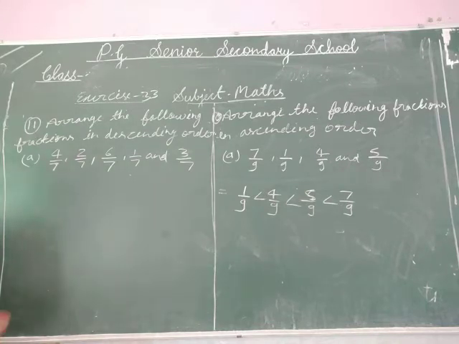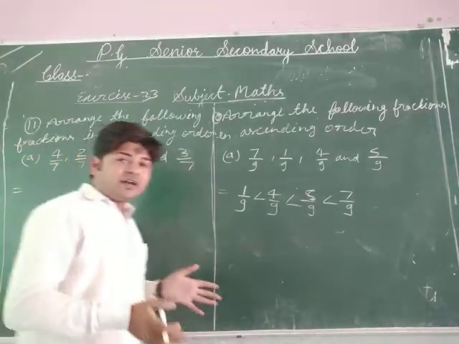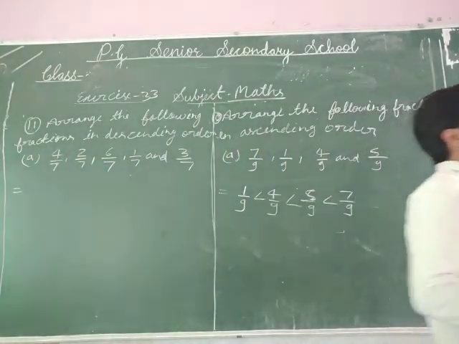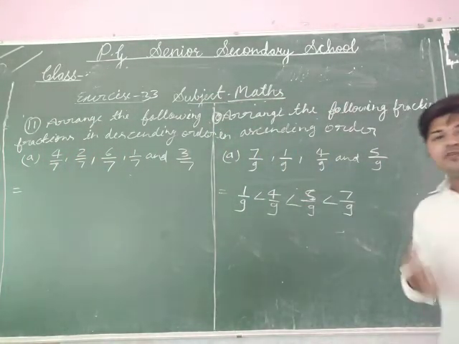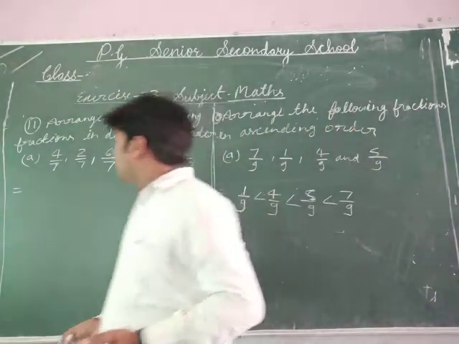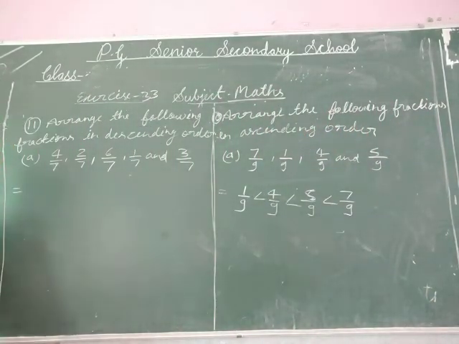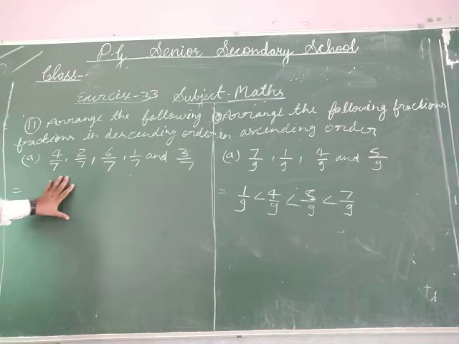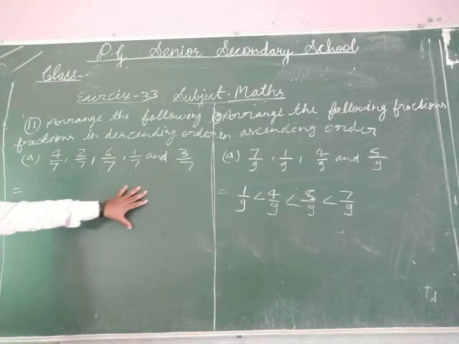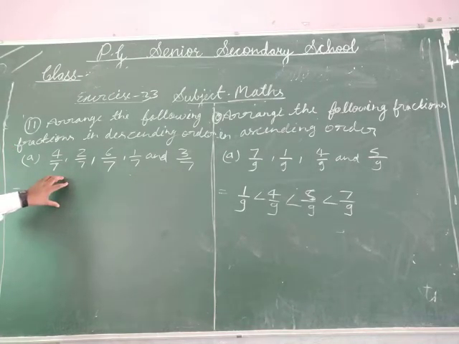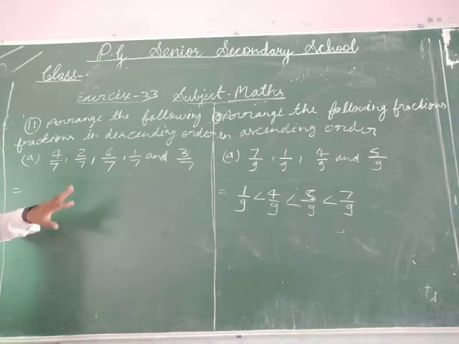Okay. So I am going to write here descending order. What is descending order? Descending order is greatest to smallest. Firstly, you have to write the greatest fraction. Okay. Which one is the greatest fraction in this? Because denominators are equal, you have to see the numerator. Which numerator will be greater? That fraction will be greater.